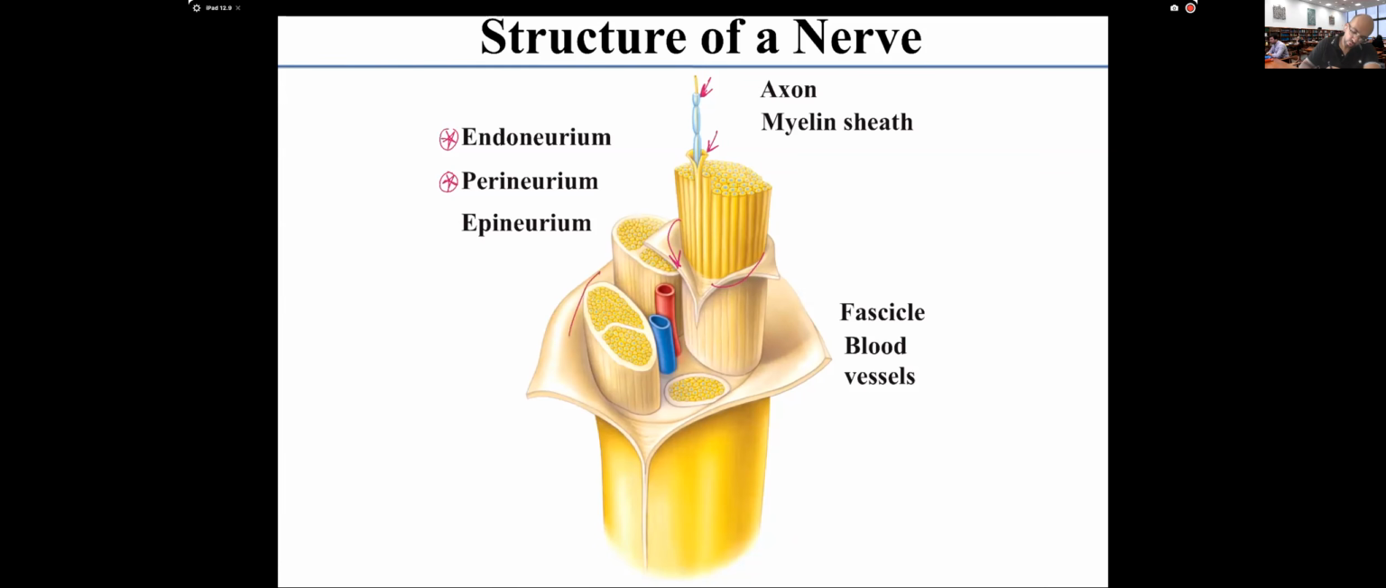Surrounding the whole nerve from outside, we have another layer of connective tissue surrounding all those bundles of axons to form the nerve. We call this the epineurium. So we've got three different types of connective tissues that are going to be integrated with the axons to build up my nerves. We have the endoneurium, perineurium, and epineurium.